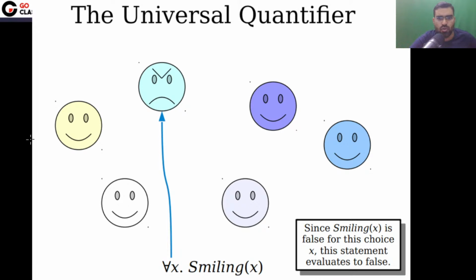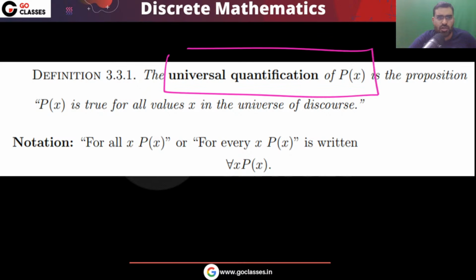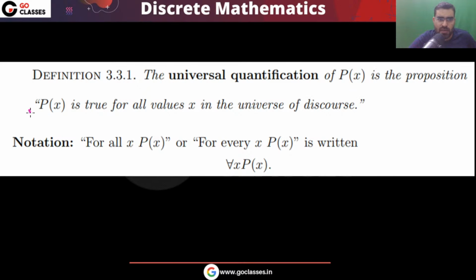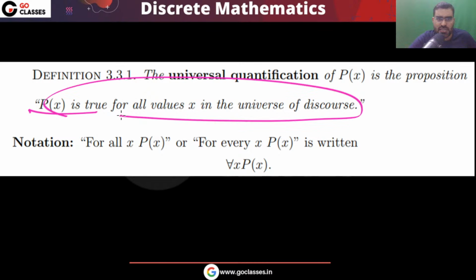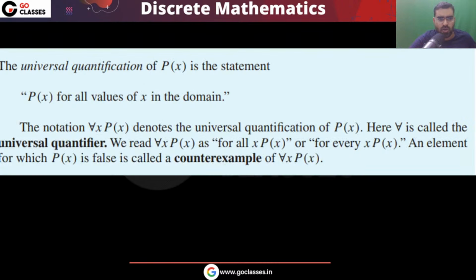So like this you can do these questions very easily. Did you understand this universal quantification? Universal quantification of P(x): if you want to say P(x) is true for all values of x in the domain of x, then you can write it like this: for all x, P(x). It means for every x, P(x) is true. This is how you can read it. This is called the universal quantifier.